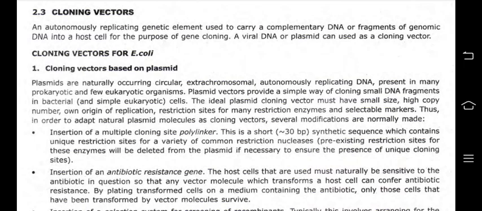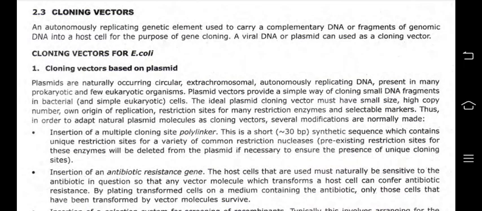Thus, in order to adapt natural plasmid molecules as cloning vectors, several modifications are normally made. Insertion of a multiple cloning site, or polylinker. This is a short synthetic sequence which contains unique restriction sites for a variety of common restriction nucleases. Pre-existing restriction sites for these enzymes will be deleted from the plasmid if necessary to ensure the presence of unique cloning sites. So, cloning vectors we are learning.